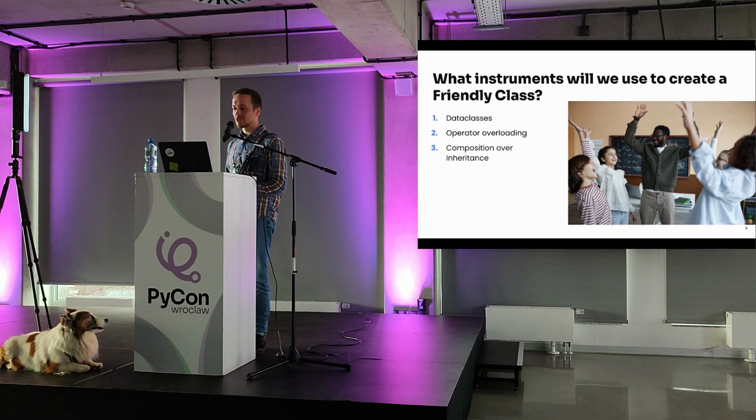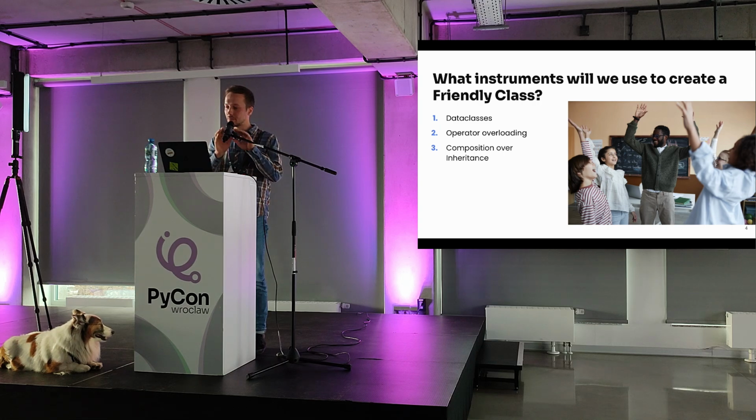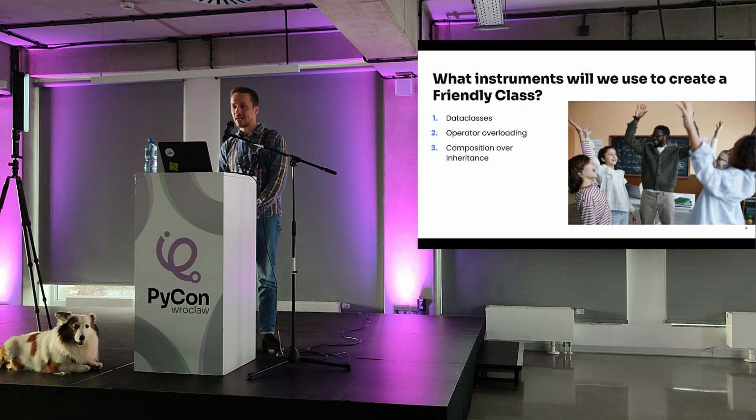Moving on, what instruments will be used to create a friendly class? We will use data classes, operator overloading, and the composition over inheritance principle. If you don't know what they are, that's okay. We will get to know them.